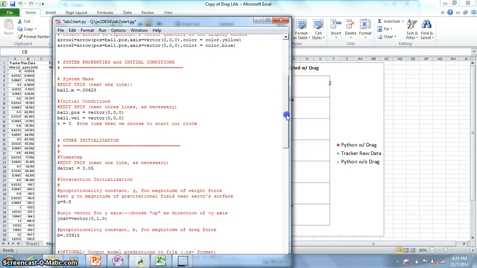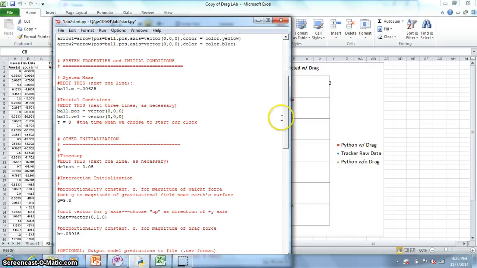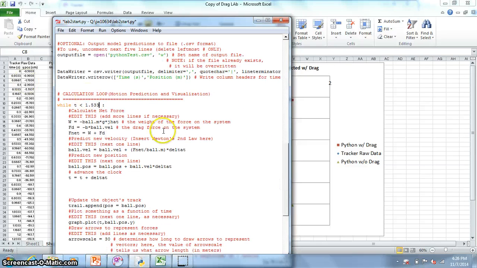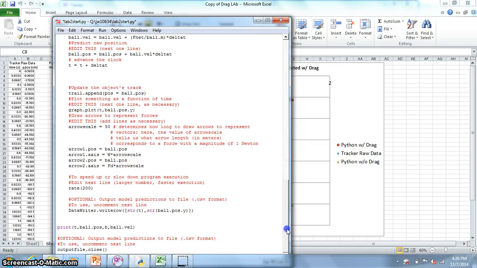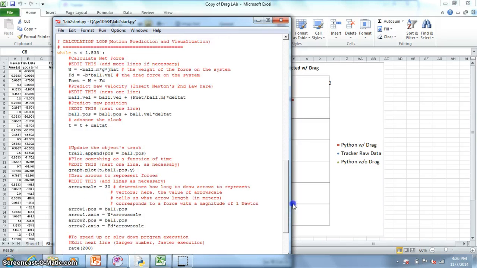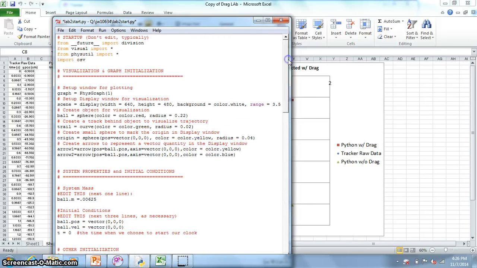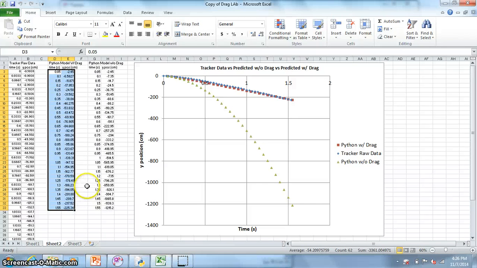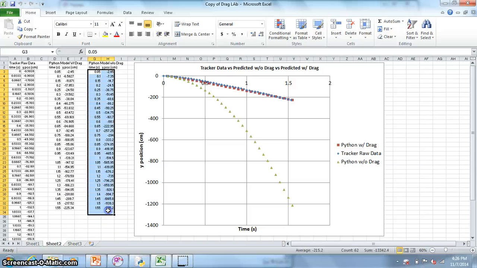There was no initial velocity, so we're going to set that y component of the vector to 0. And the time elapsed is 1.533 seconds, as determined by how much time our tracker video ran. And this was run and exported in time versus y position in centimeters to this Excel spreadsheet. It's represented right here. That was with drag. Now, without drag, all we had to do was take the b value in our Python code and set it to 0, and that's represented right here.